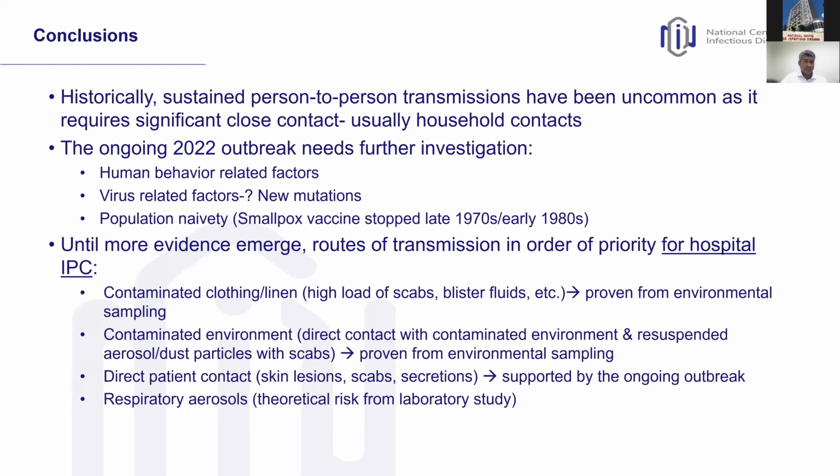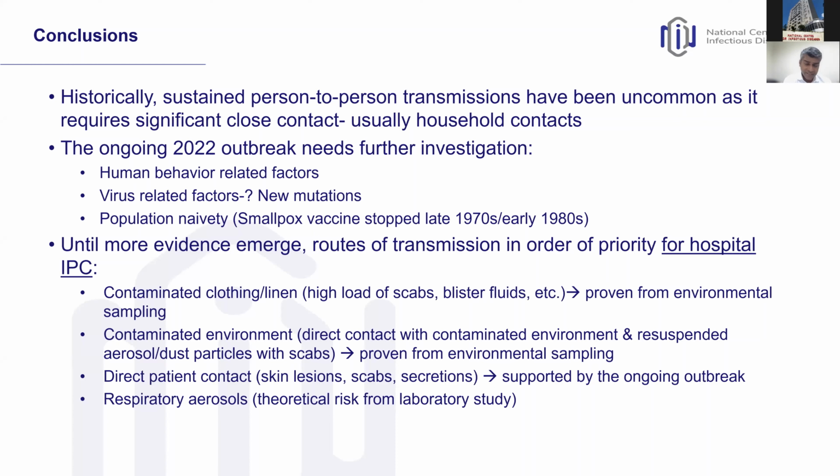As a conclusion, historically, sustained person-to-person transmission has been uncommon for monkeypox virus, as it requires significant close contact, usually household contact. It seems to be the same for the current outbreak. Apologies. We all are recovering from one thing or another. The ongoing 2022 outbreak needs further investigation: human behavior-related factors, virus-related factors. There are new mutations, so what is the impact of the mutations? Population naivety from smallpox vaccine, or lack of smallpox vaccine exposure.